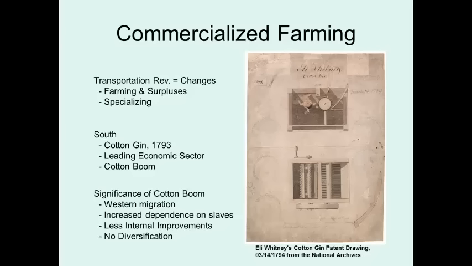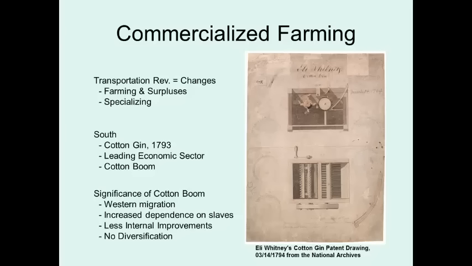Enter the cotton gin. The cotton gin, you see a picture of its patent up there. You basically stuffed it in there and turned the handle and crank, crank, crank, crank, crank. All the seeds would fall out for you. So after the cotton gin gets invented, now it is possible to grow short staple cotton, which is easy, which loves the South and the South's weather, and which is very, very profitable.